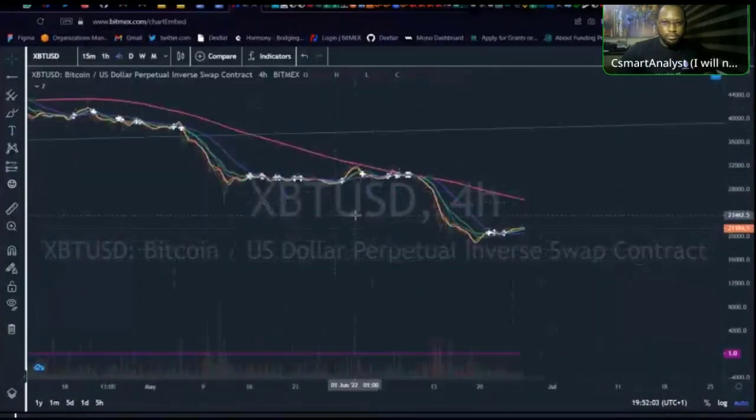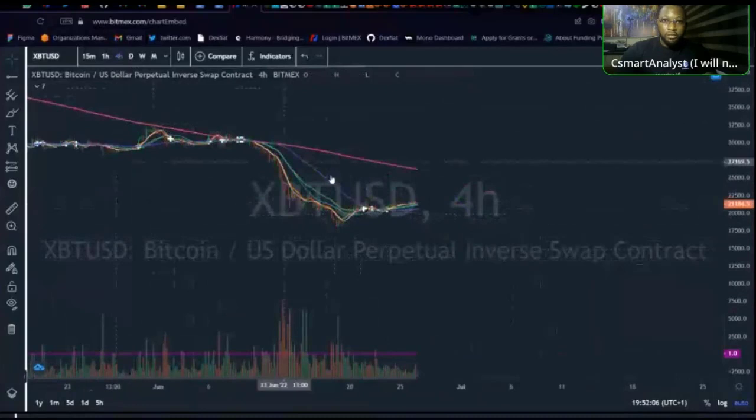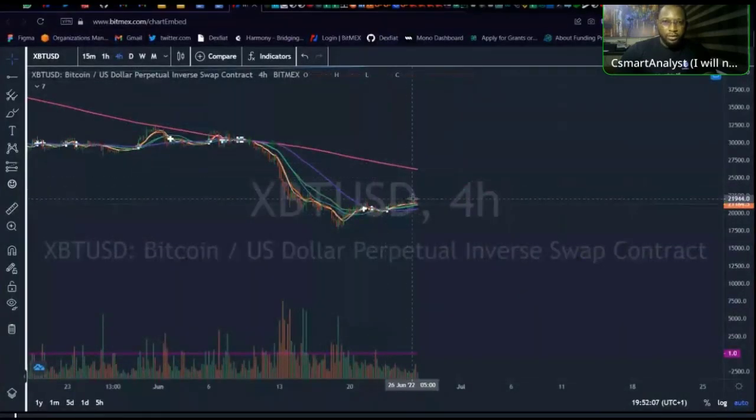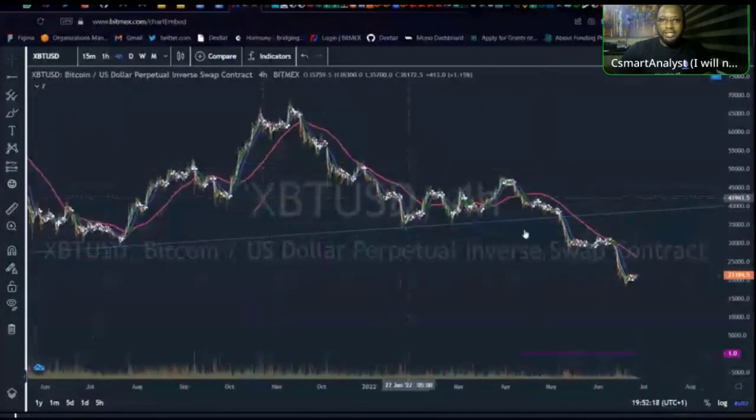Okay. Let me check it out from here. This is BTC perpetuals, right? And this is the 4-hour time frame on BitMEX. I'm using BitMEX right now. Sometimes if you're going to do analysis, it's best to zoom out to really see it from afar, to know what to really expect.